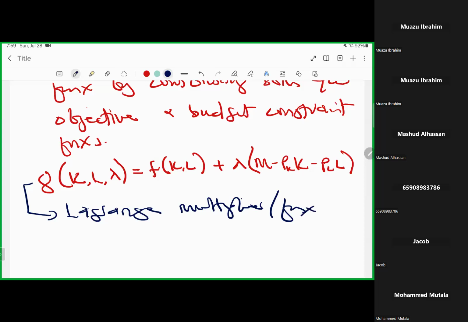So that is the first step. The first step is for you to set up the Lagrange function by combining the objective function, which is the production, and the constraint function, which is the budget.